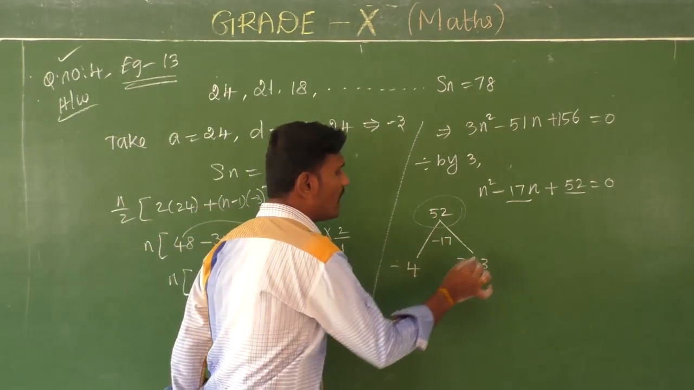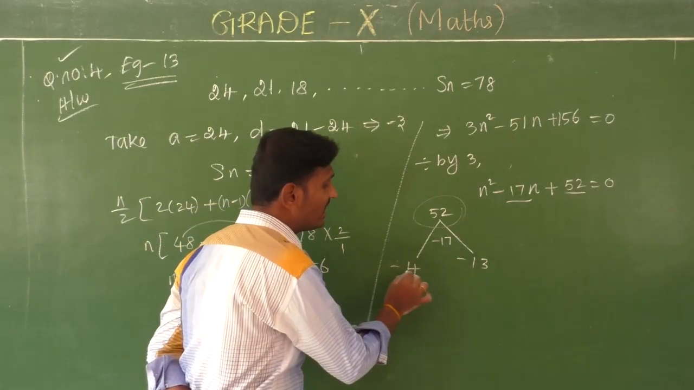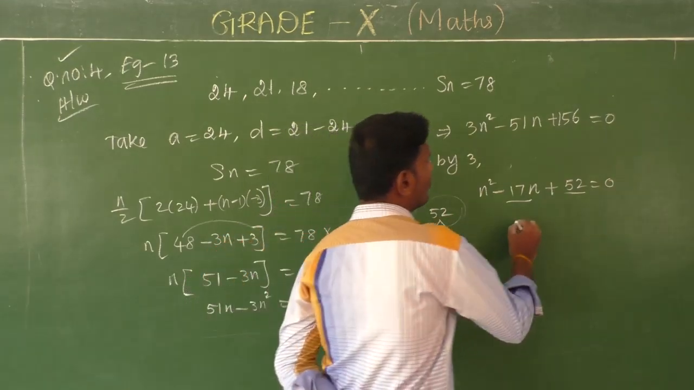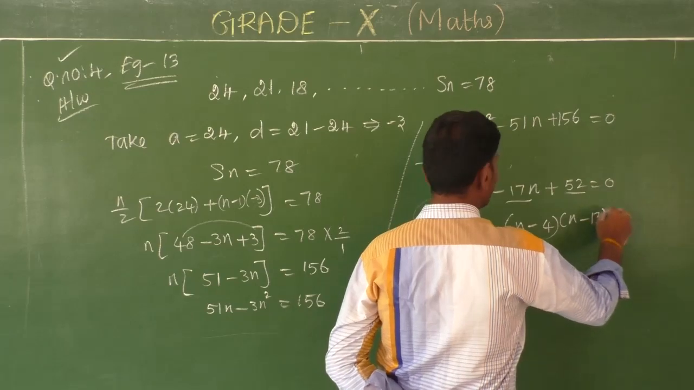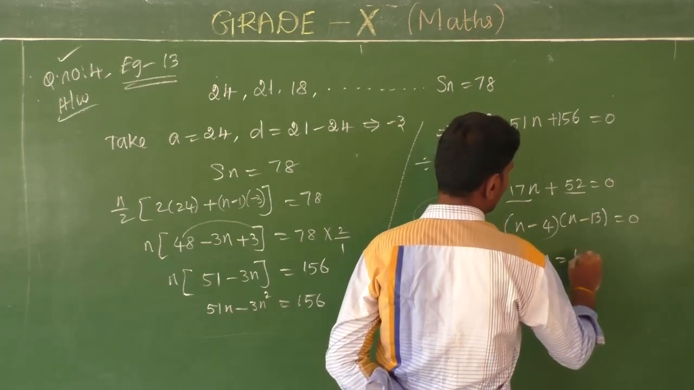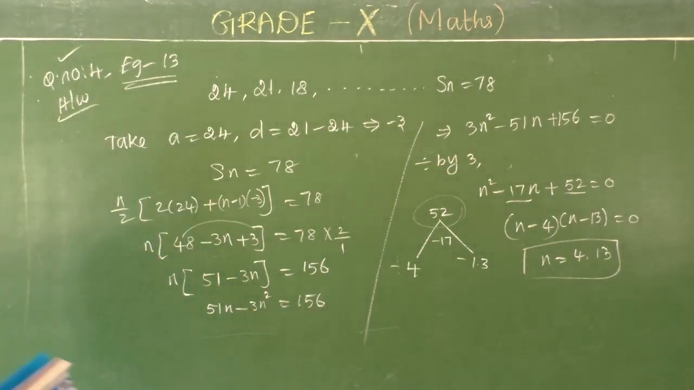Yes, students. 4 times 13 is 52 and minus 17 I know, so I am giving both negative. So minus 4 minus 13 equals minus 17, and minus times minus is plus. Finally, I got the answer: n minus 4 into n minus 13, which is equal to 0. So n equals 4 comma 13. So what are the values of n? n equals 4 comma 13.